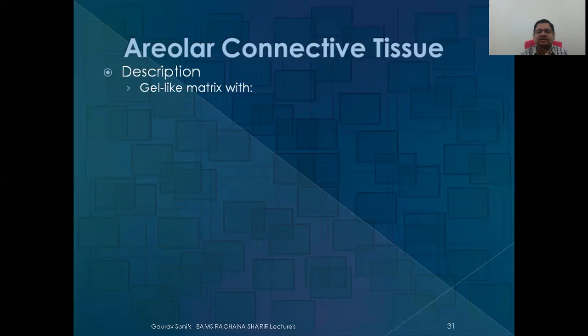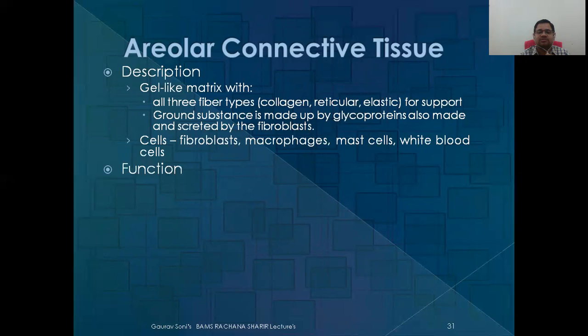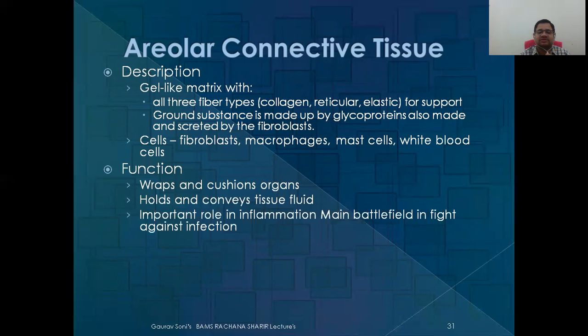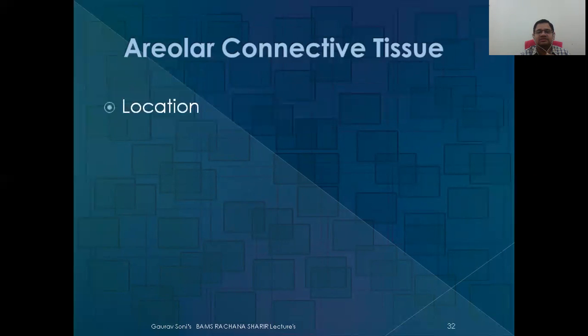So first of all, areolar connective tissue: there is a gel-like matrix, containing all three types of fiber: collagen fiber, reticular fiber, elastic fiber. Ground substance is basically made up of glycoproteins and secreted by fibroblasts. Cells you can find there are fibroblasts, macrophages, mast cells, WBC. Functions: it wraps and cushions the organs, holds and conveys the connective tissue fluid. Important role in inflammation, the main battlefield in the fight against infection. Defenders scatter at infection sites, like macrophages, plasma cells, mast cells, neutrophils, lymphocytes, or eosinophils. So these are the descriptions of the areolar connective tissue.